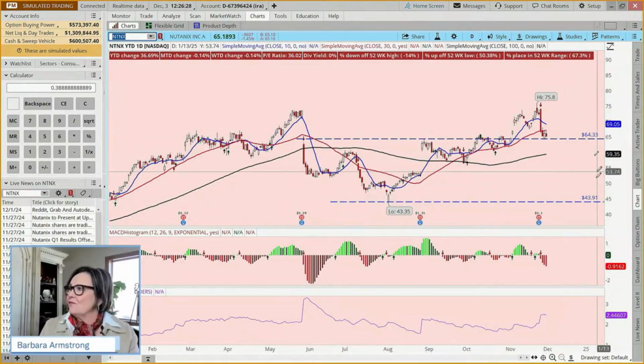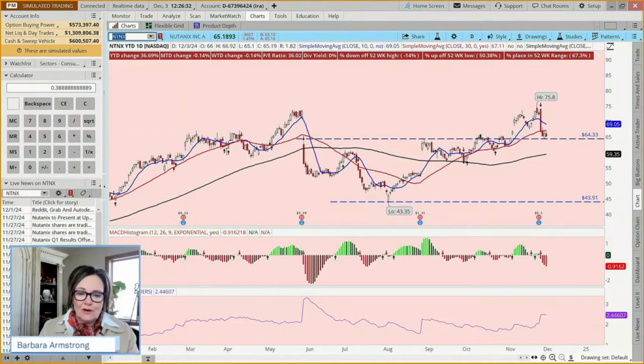But if we take 44 to 64, that's about a 20-point move, a 20-point range. And so could your target be up here around 84? And could you put in a conditional order to say, if Nutanix goes above today's high, then get me in and put in this kind of target and this kind of exit?